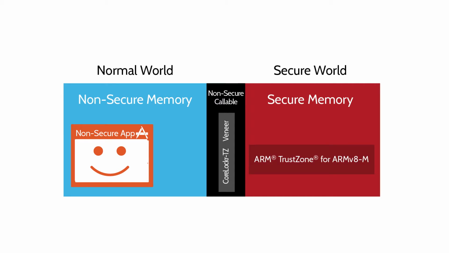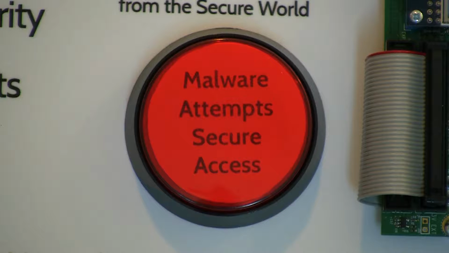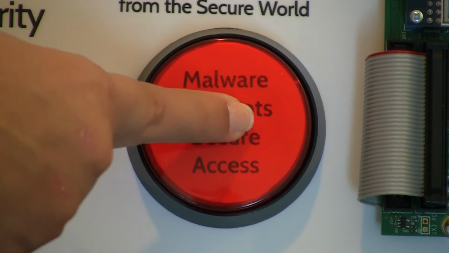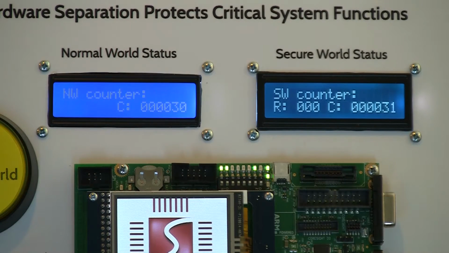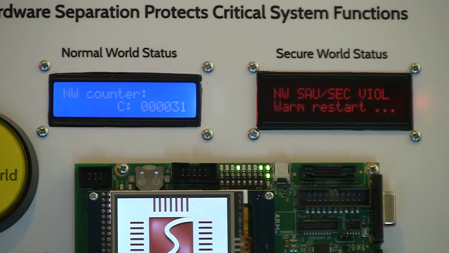In the new TrustZone architecture, applications or malware in the normal world cannot access any part of secure memory in the secure world. Doing so causes a fault in the system. Pressing the red button causes the fault in the system and the secure world LCD momentarily turns red. Remediation occurs through the reset of the normal world.